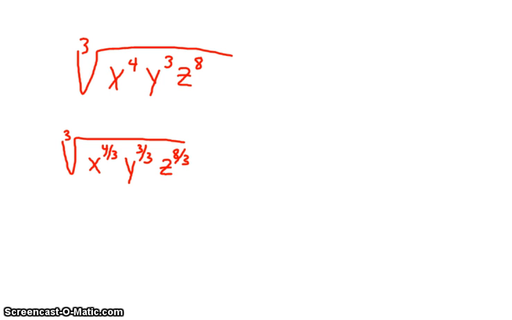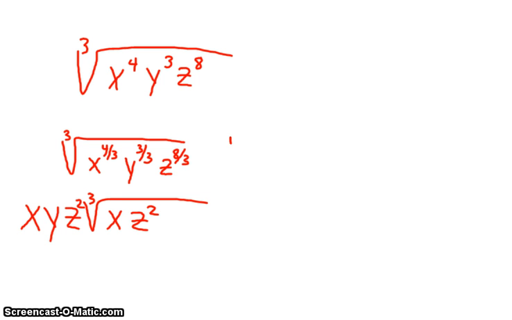Now, 4 divided by 3 is 1, so I'm going to bring one x out, but I still have an x left in here. Y to the 3/3, I bring one y out and I have no y's left. Z to the 8/3, 8 divided by 3 is 2, so I'm going to bring two z's out, so z squared, but I have two more z's left in there, so that would be z squared.